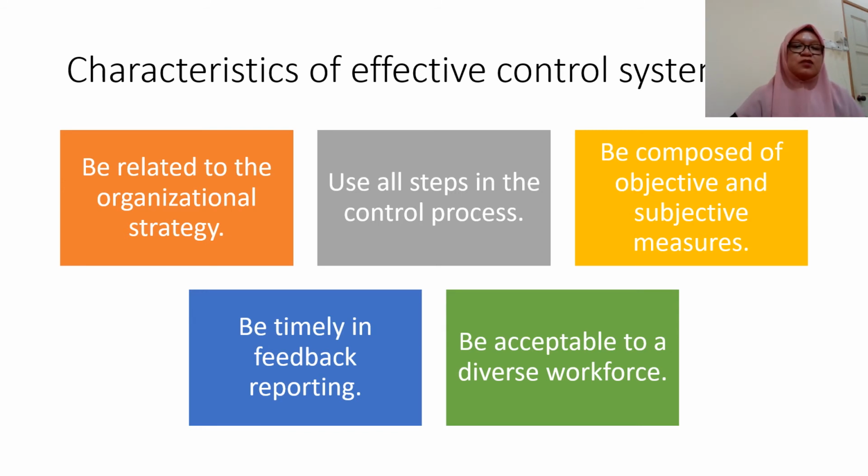We must use all the steps in the controlling process. It's only 4 steps, so we have to make sure we do all the steps. We have to compose the objective as something that we can measure. Be timely in feedback reporting. When you ask for feedback for the control, it must be in time, so that the information is not obsolete. Be acceptable to a diverse workforce, where we have to accept all of the workforce, so listen to your employees.